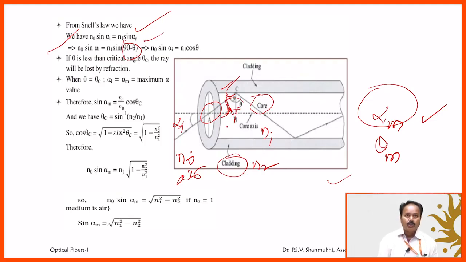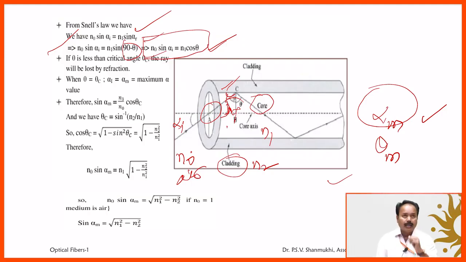So from that you substitute: what is sin of 90 minus theta? Sin of 90 minus theta gives you cos theta. Therefore, what is the equation now we have? N0 sin alpha I is equal to N1 cos theta. So this is an important equation. Later on we will discuss it again.